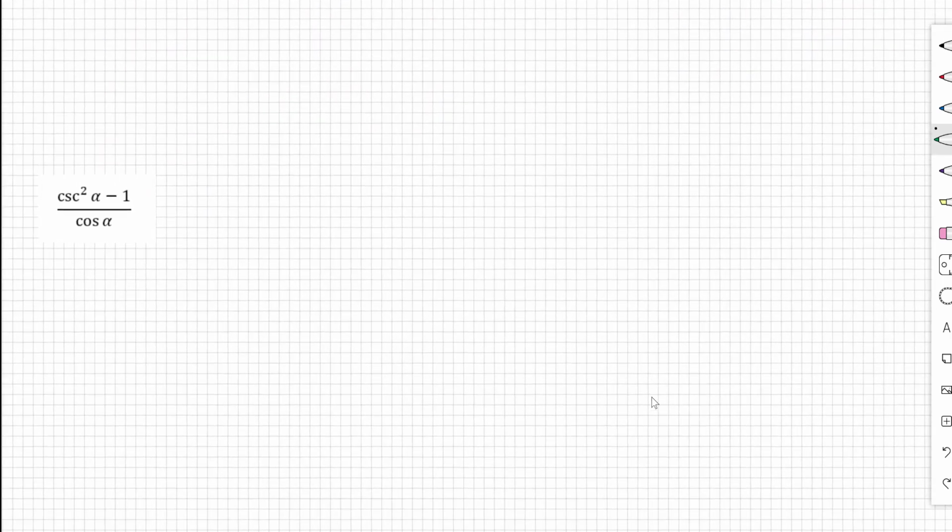Cosecant squared alpha minus 1 divided by cosine of alpha. Now we just had that sine squared alpha plus cosine squared alpha equals 1, right? And the way we get from one of our Pythagorean identities to the others is by dividing everything by something. In this case, I want a cosecant squared.